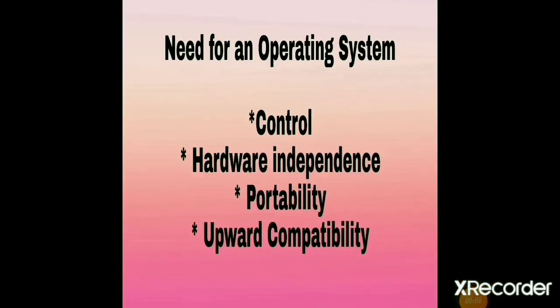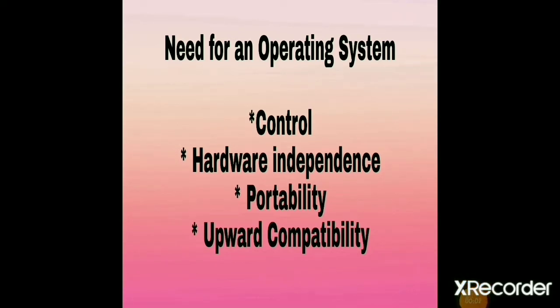We have seen about operating system. Now what is the need for an operating system? An operating system is basically required for some purposes, like control. An operating system is required for controlling the hardware and software resources of the computers.